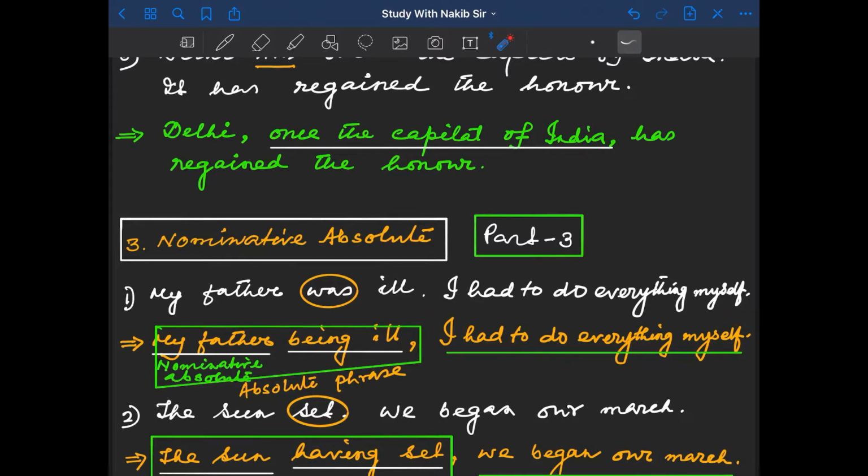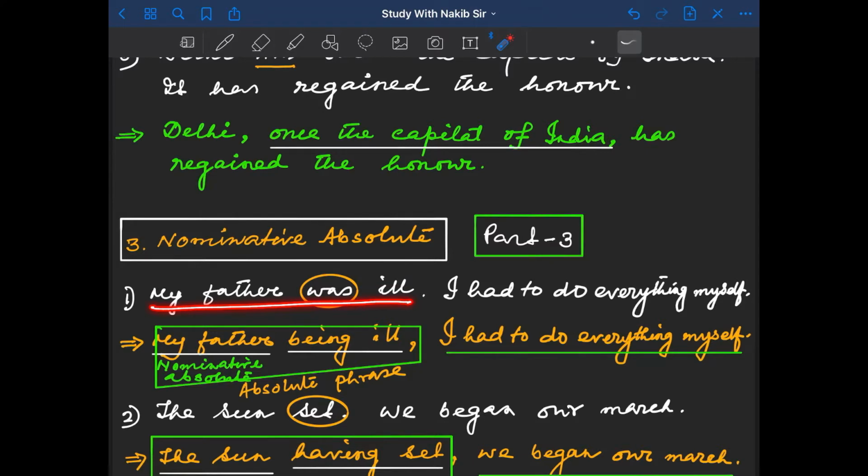So now this part can't be added to this part as it is. So we'll turn this part into a phrase. How will you turn this part into a phrase? Come here to see the verb. Here the verb is a be verb. If the verb is a be verb, use being. Here, be plus ing. Be is the base form of this verb was. So it is being.